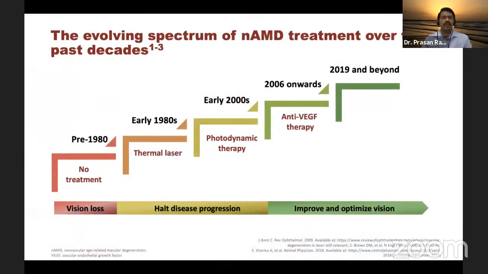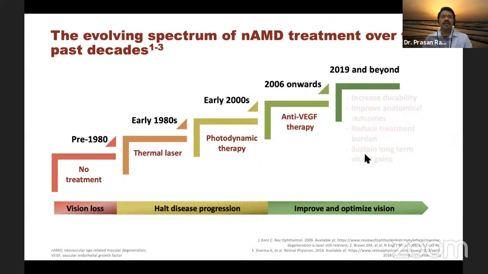In the past few decades, we have seen an evolving spectrum of neovascular AMD treatment. In the early 1980s, we had no treatment, at which point of time patients with neovascular AMD lost vision. Then we had the thermal laser, which halted disease progression. And then we had photodynamic therapy in the early 2000s. In 2006, the anti-VEGF was introduced.